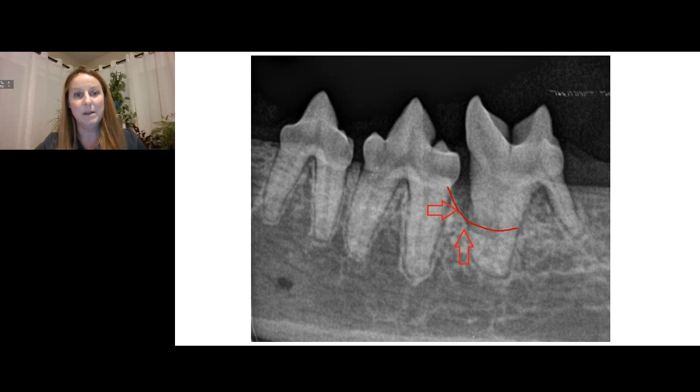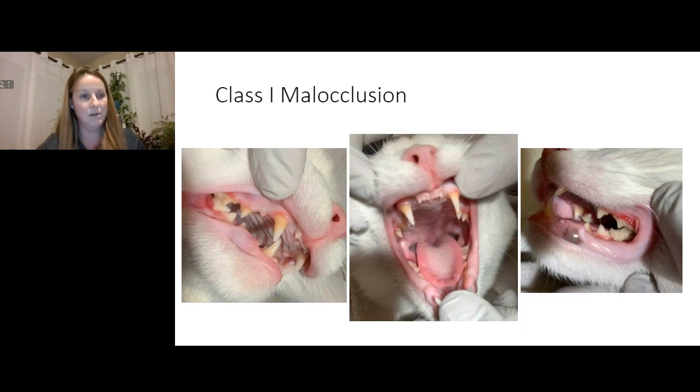I had a friend send me a radiograph that looked very similar to this, and I told her to check her cat to make sure that it didn't have a malocclusion. She wanted to know how I knew that, and I knew that because we see this all the time. So if you see a radiograph that looks like that and you haven't checked your cat's occlusion, you're going to have to extubate your cat and you're going to have to check your cat's occlusion.